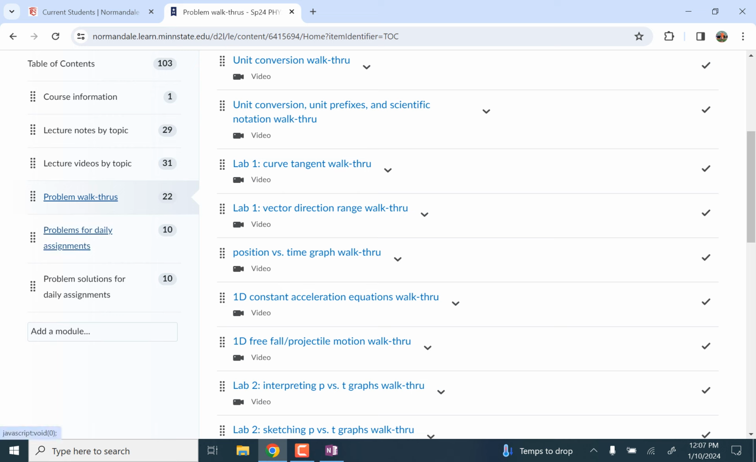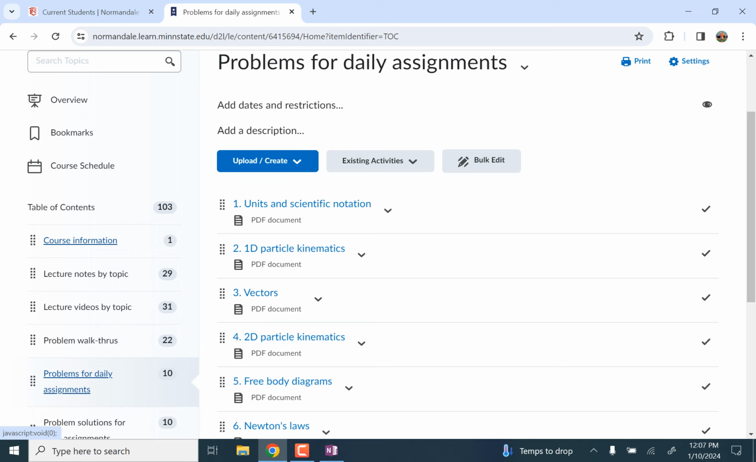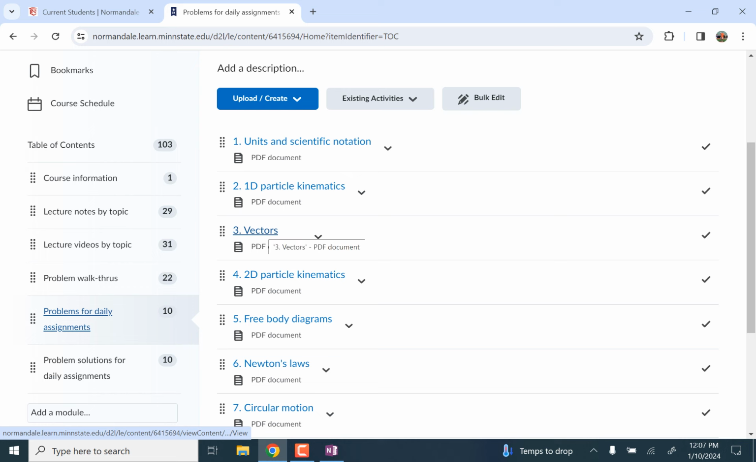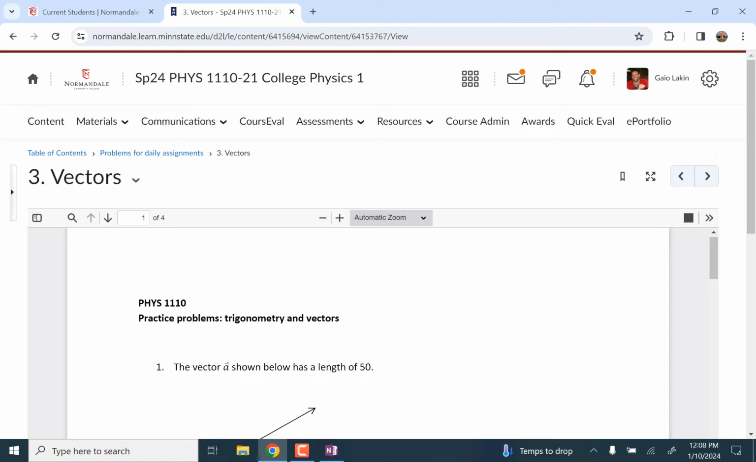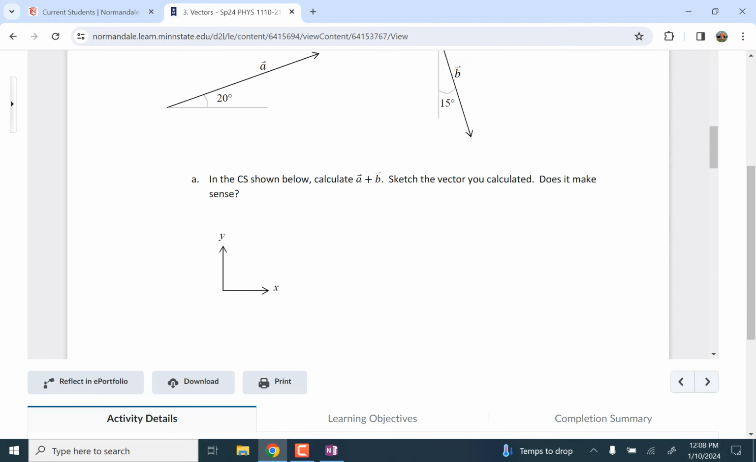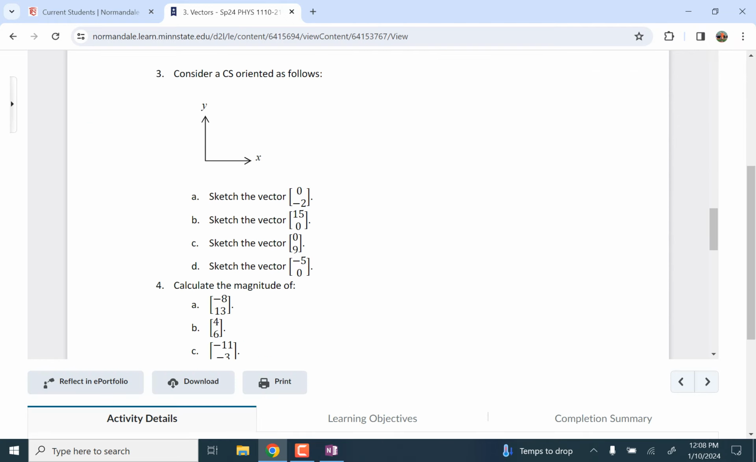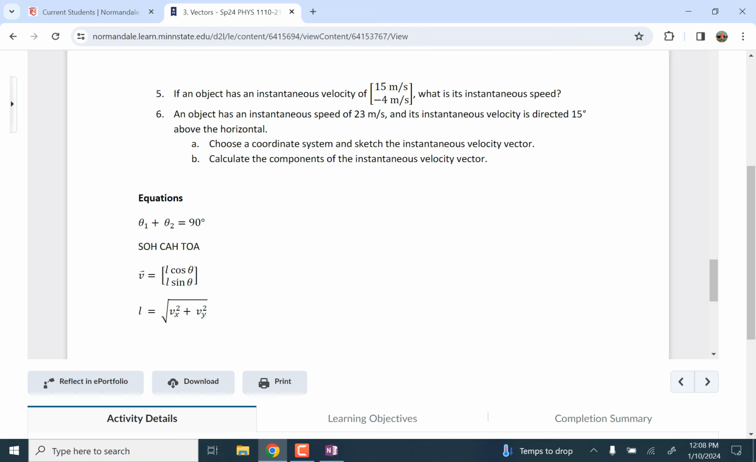So every day, every class period, I'm going to give you an assignment for that class. That assignment is going to come from these problems. So it'll say something like vectors numbers 3 through 6, say, okay? And so then you would go to the vectors problem, and your assignment would be, you scroll down to number 3 and do 3, 4, 5, and 6. Okay.